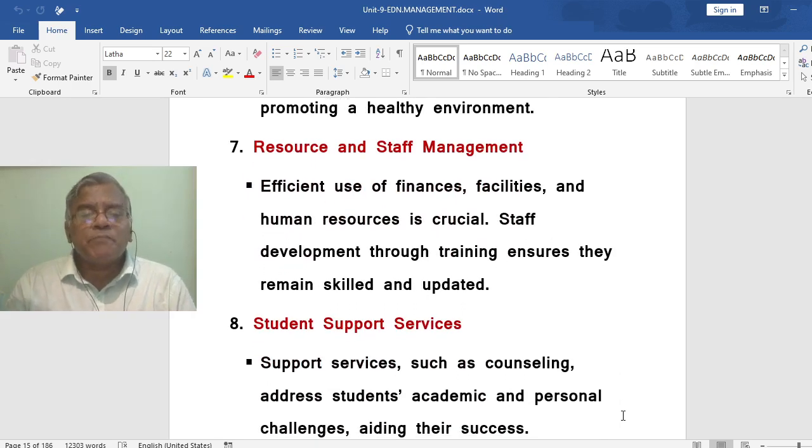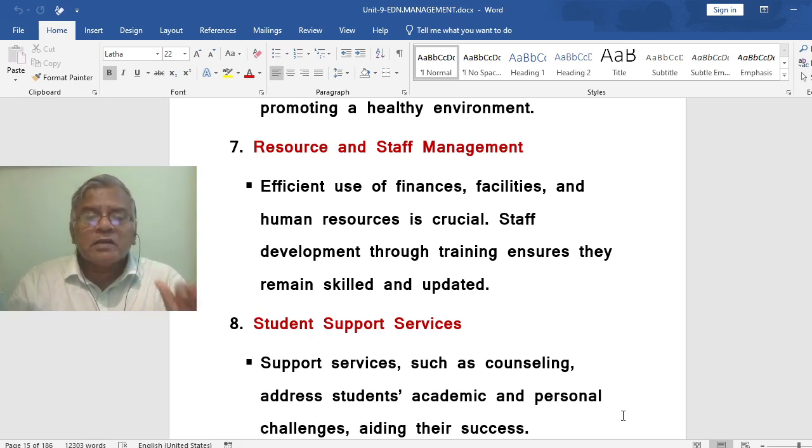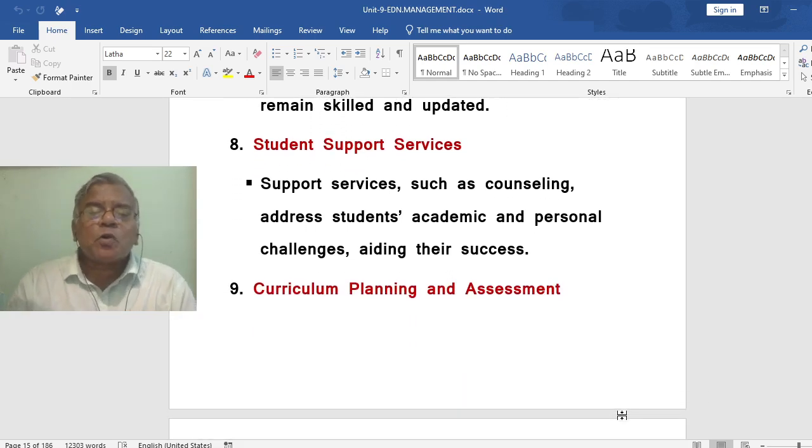Resource and staff management. Efficient use of finances, facilities, and human resources is crucial. Staff development through training ensures they remain skilled and updated. So, resource and staff management is another important area for building up the institution. Then, student support services. Support services such as counseling address students' academic and personal challenges, aiding their success.